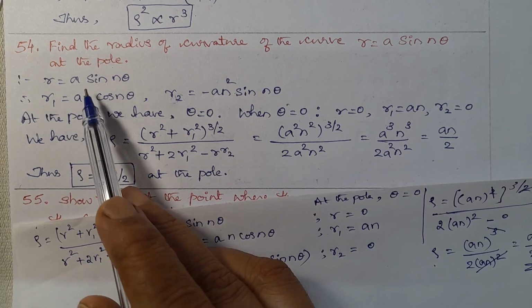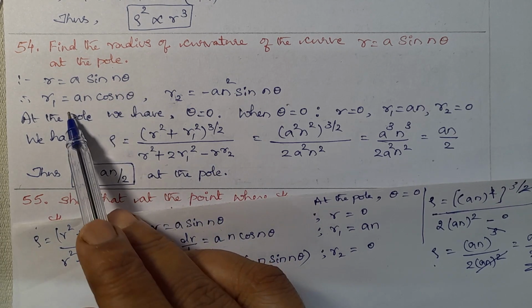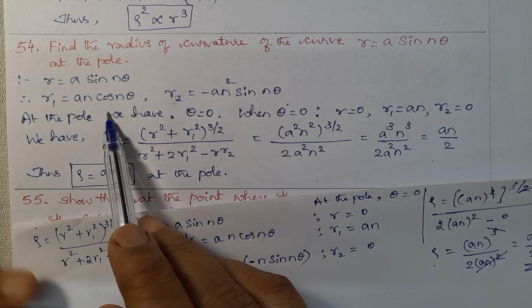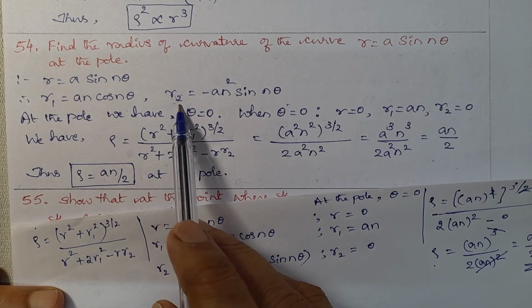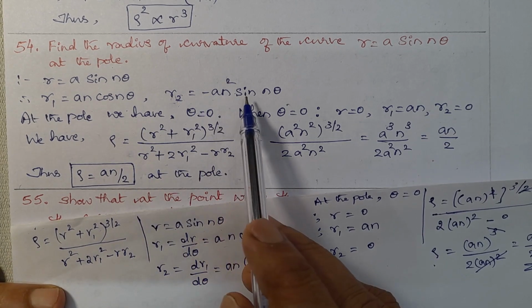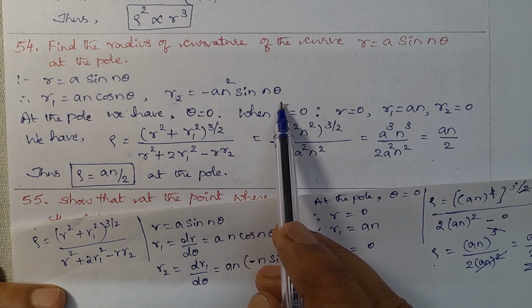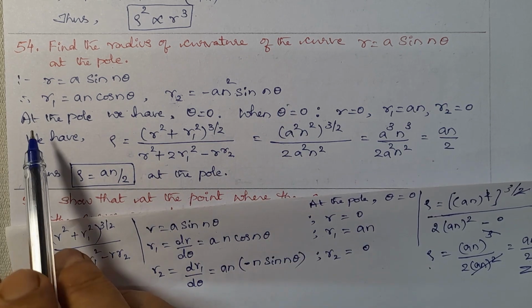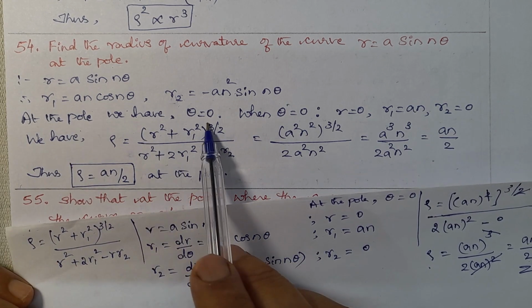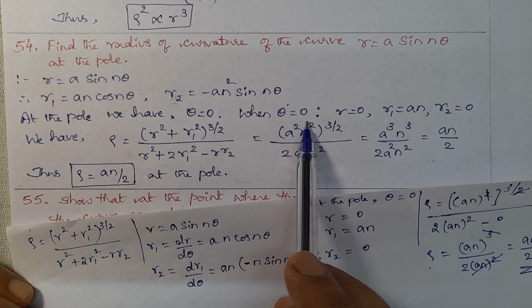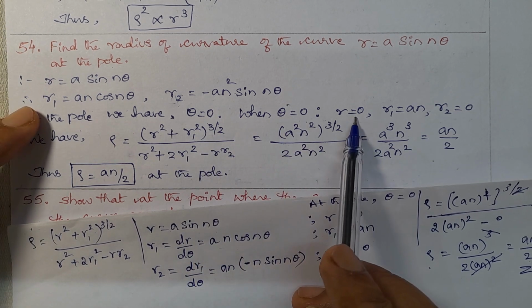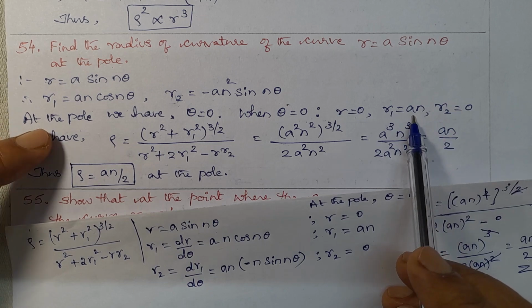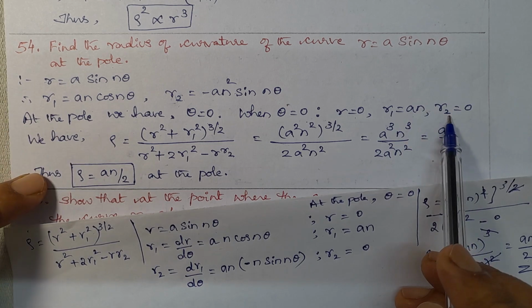So r equal to a sin n theta, r1 equal to an cos n theta, r2 equal to minus an square sin n theta. Okay. Next, at the pole we have theta equal to 0. When theta equal to 0, then r is also 0, r1 is an, then r2 equal to 0.